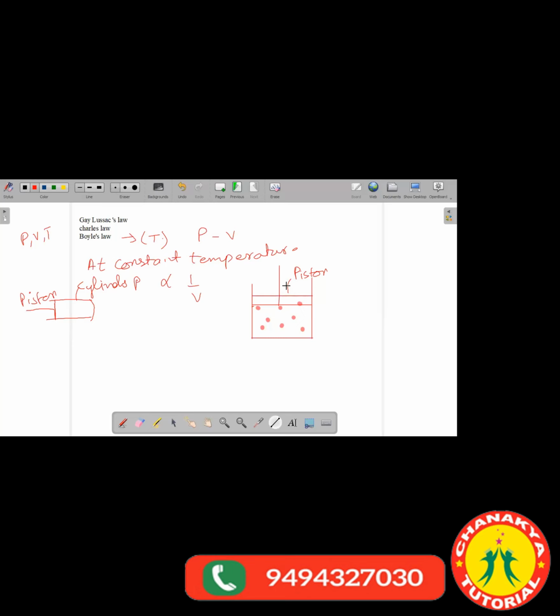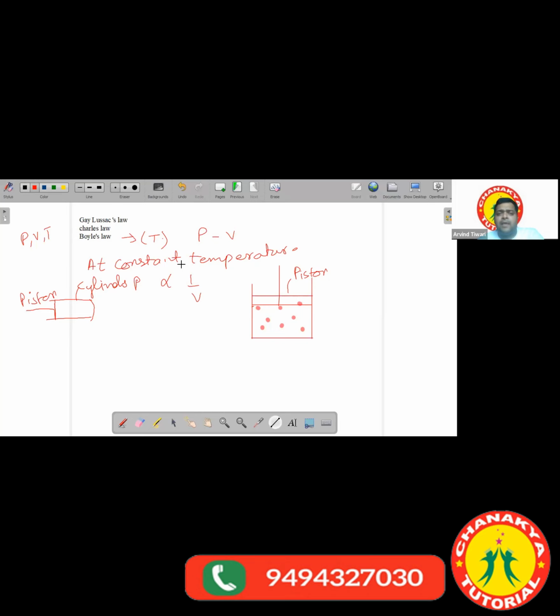So here we say that pressure is inversely proportional to volume of a gas, and this was studied by Boyle. The law is called Boyle's law. So we can state that according to Boyle's law, pressure is inversely proportional to volume at constant temperature. Then we can see the other two laws also in a similar way, Charles's law and Gay-Lussac's law.